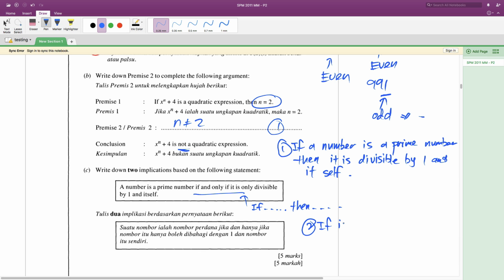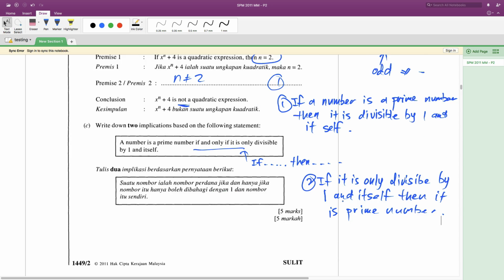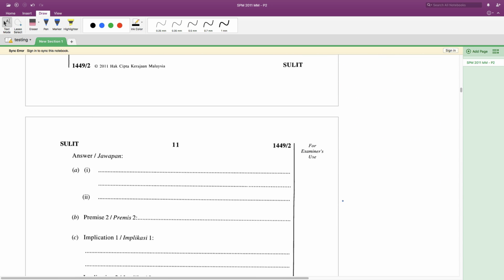If it is only divisible by 1 and itself, then it is a prime number. Very easy. You just remember the "if, then" method. Yeah, this one I think every one of you can do.